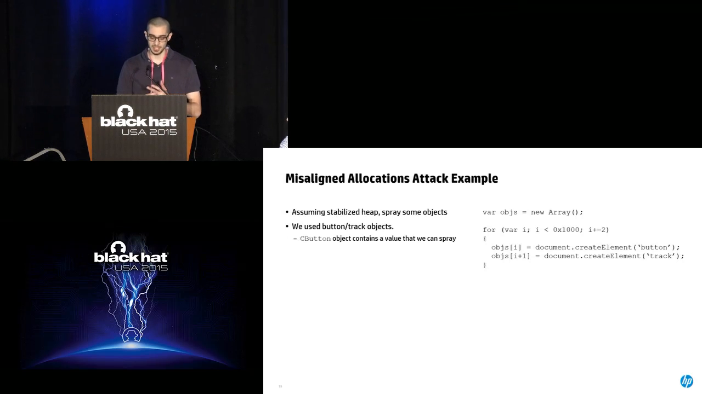Basically, we chose the button. We were targeting this to override it with a button object. We sprayed the track objects just to cover some holes, and then this worked well. Basically, this can be done in multiple ways. Some guys actually did it with a text area. You can do it with an anchor. It depends on whatever you want, but the button one works in this example.